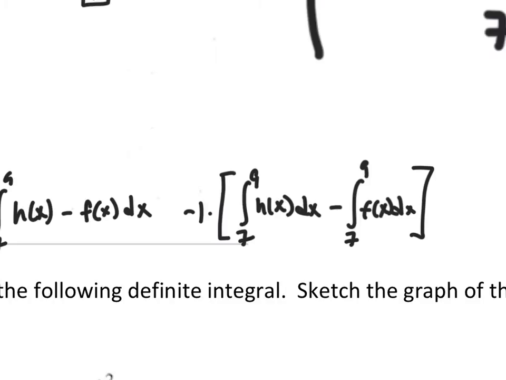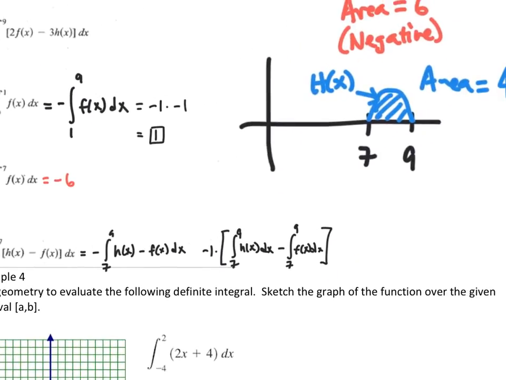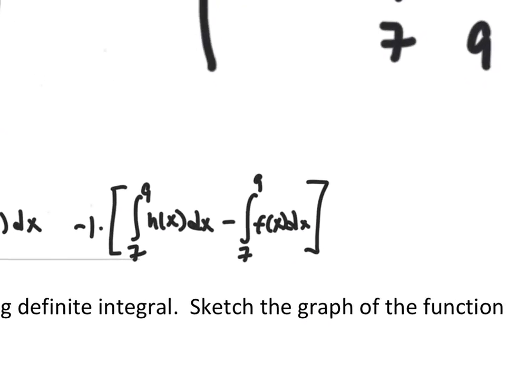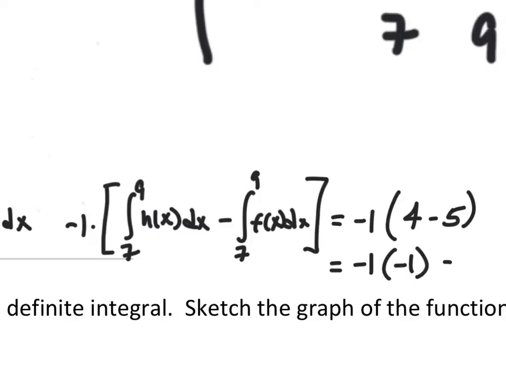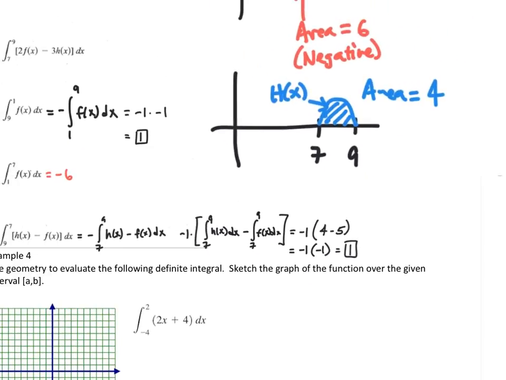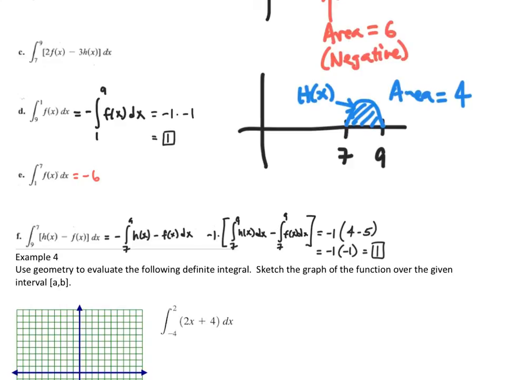And so then we know that the integral from 7 to 9 of h of x is 4, and the other one was 5, so I'm going to get negative 1 times the quantity 4 minus 5. That gives me negative 1 times negative 1, which just gives me an area of 1. I know it's a little bit confusing to operate with this, guys, but it really requires some practice.